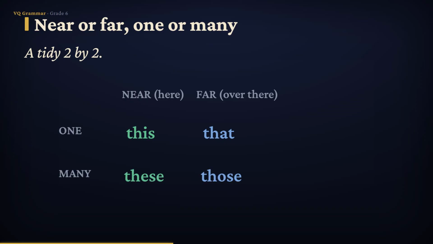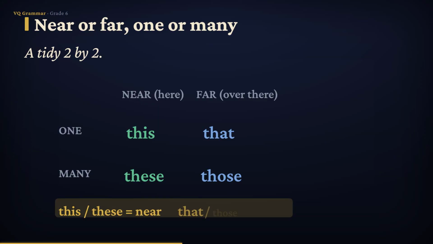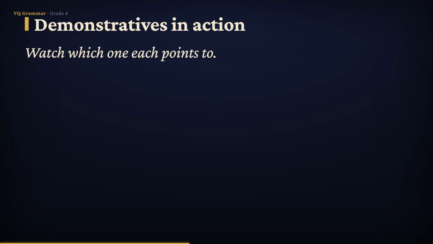They point to many. So this book is one book, close by. Those mountains are many mountains, far away. Near or far, one or many. That's all 4 words in one little box. Let's hear them in real sentences.